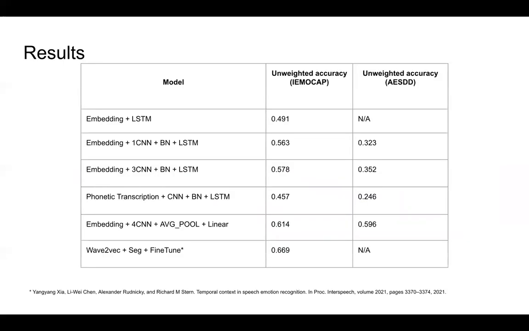These are the results we obtain on different neural network architectures. They include both the embedding-based approach and the phonetic transcription-based approach, and the best of our results from the limited grid search we could conduct. Our comparison benchmark, which is also state-of-the-art on the IEMOCAP dataset, is the temporal context-based wav2vec approach.